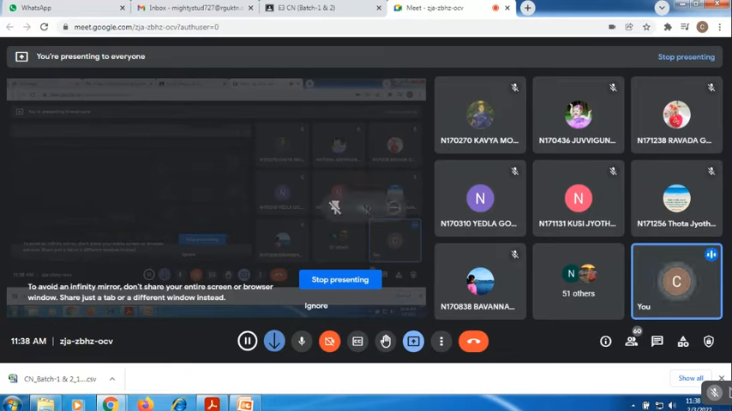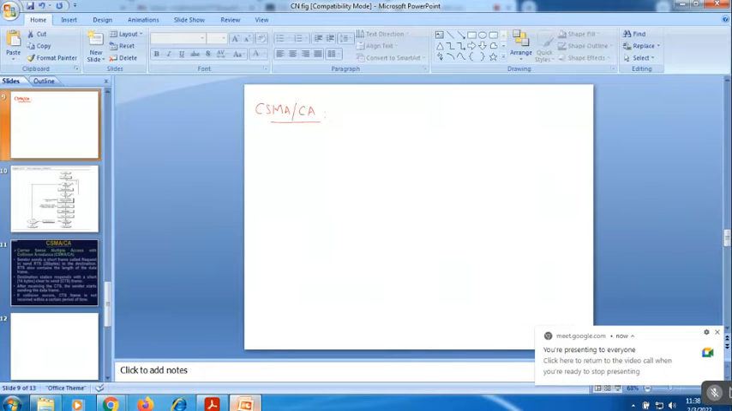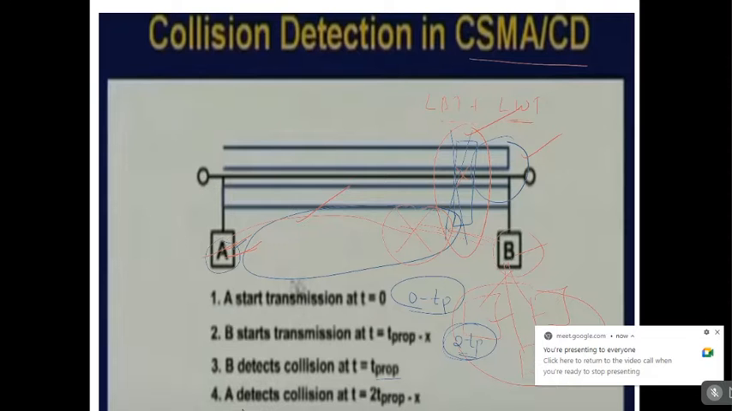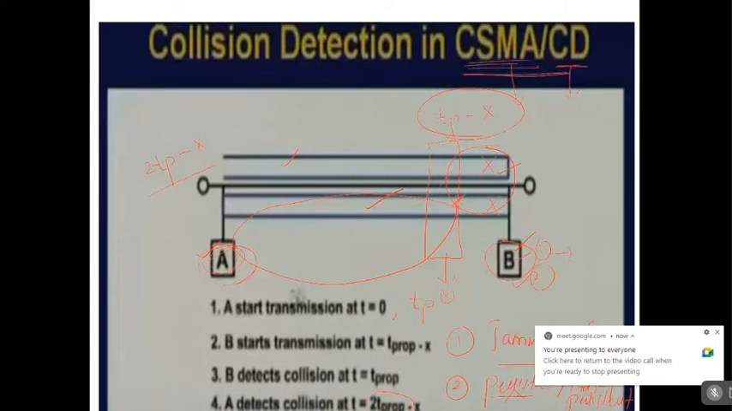Before starting today's class, we will review what we discussed in CSMA/CD and the problem we have with the CSMA/CD protocol, and then we will move on to the CSMA/CA protocol.